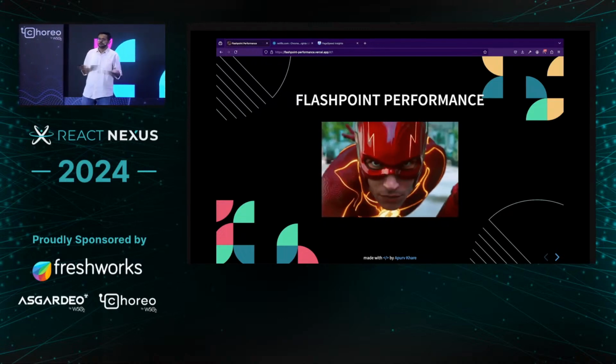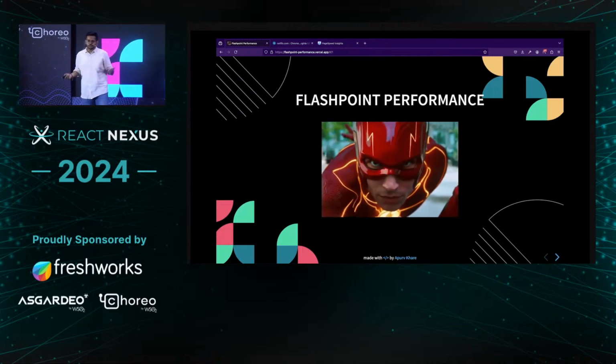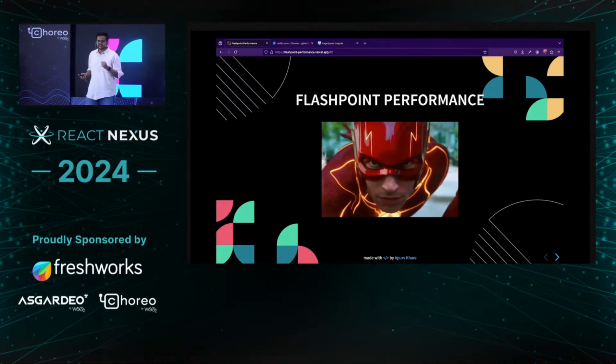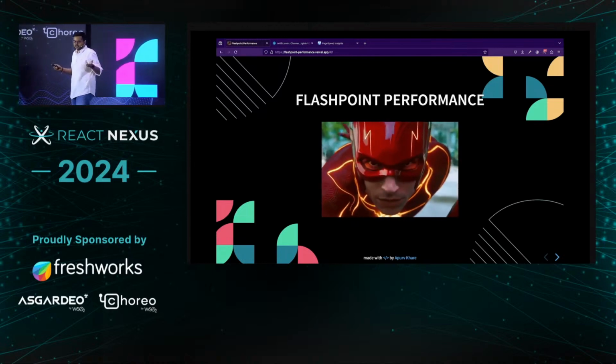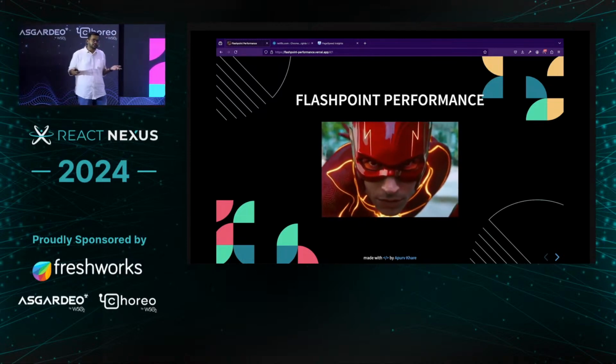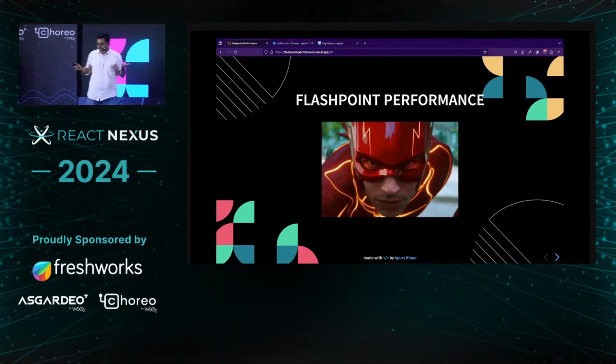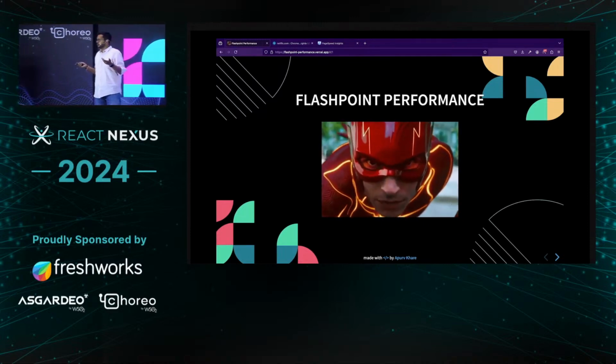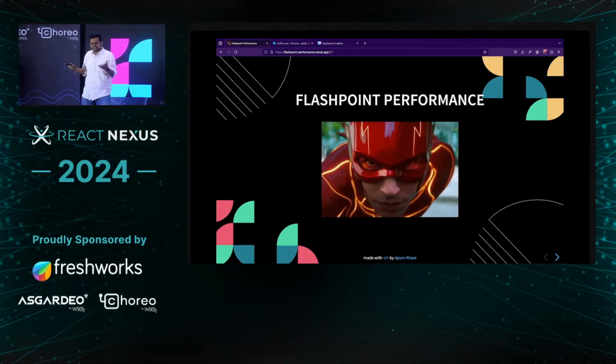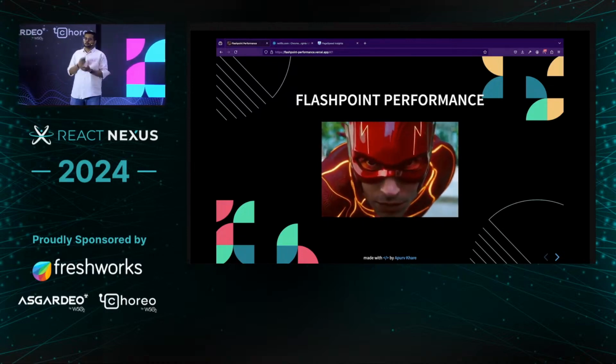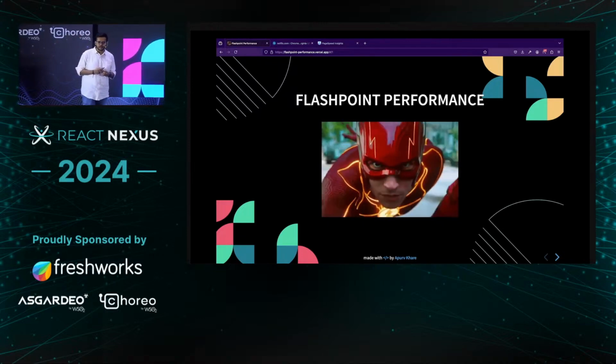What do you do? You do the normal research. You do Google, you do ChatGPT, right? And you find out all the latest and greatest tricks. You do lazy loading, server-side rendering, code splitting, incremental static regeneration and whatnot. But you barely see any improvement in the performance, right?